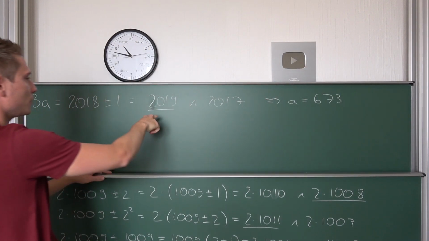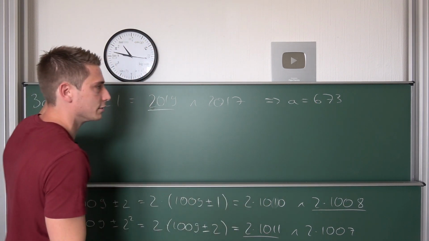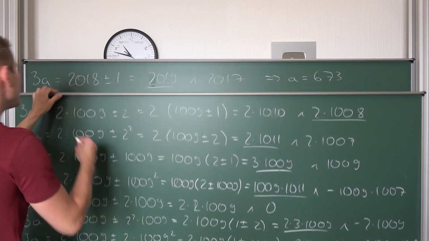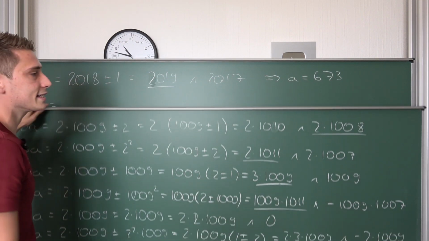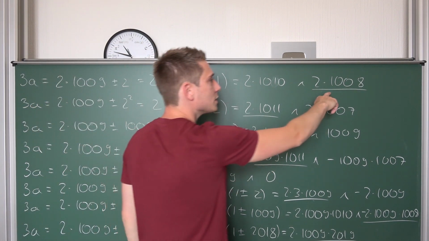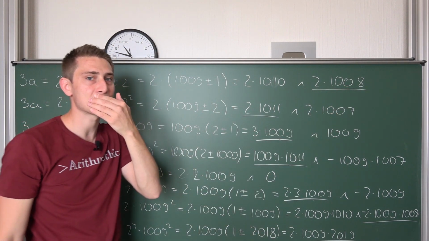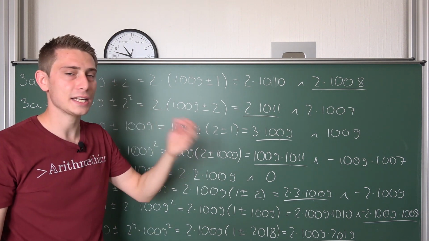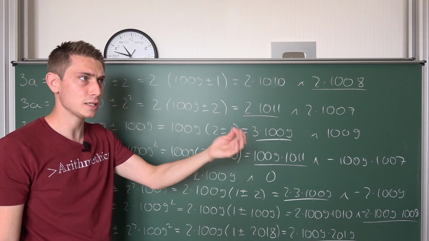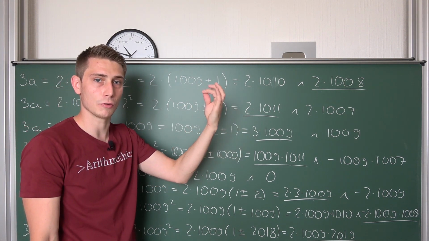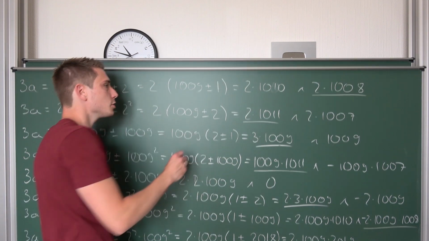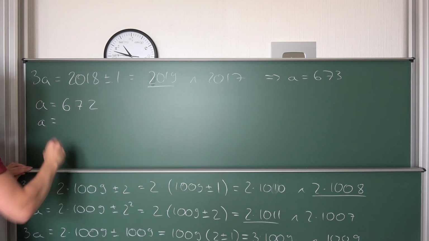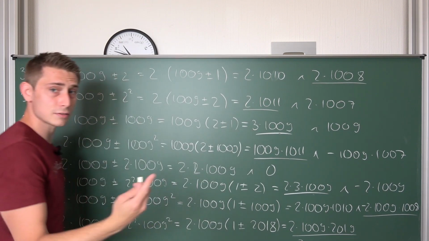So the first one was obviously a being equal to 673, and now we are going to go ahead and divide 2 times 1008 by 3. So the next a that we are going to get is thus. Okay, 2 is not divisible by 3, so 1008, this is 900 plus 108. 108 is 90 plus 18, so this makes 6, and then 30, and then 300, so 336 times 2 is going to give us 672.